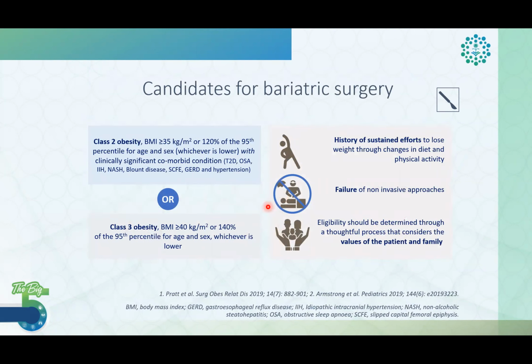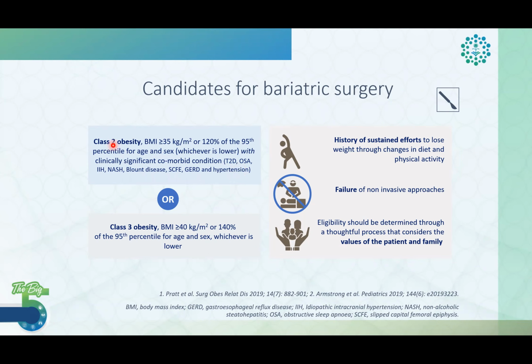And who are the candidates for bariatric surgery? Class 2. What we mean by class 2 is BMI equal to or more than 35 kilograms per meter square, or 120% of the 95th percentile for age and sex, whichever is lower, with clinically significant comorbidities, i.e. type 2 diabetes, hypertension, non-alcoholic fatty liver disease, Blount disease, SCFE, and GERD.